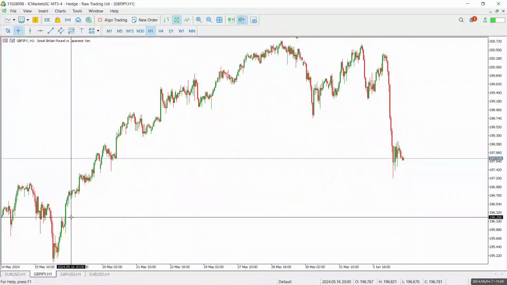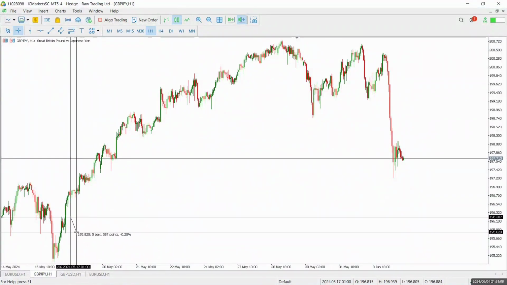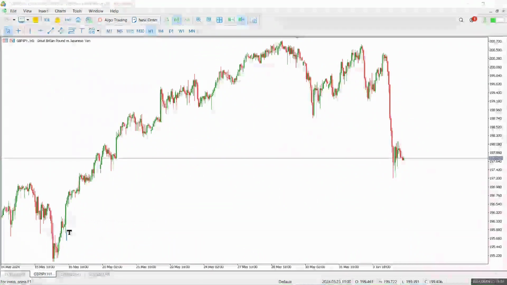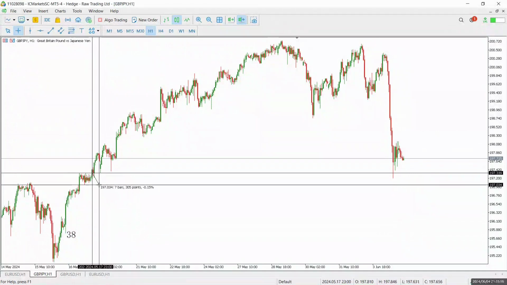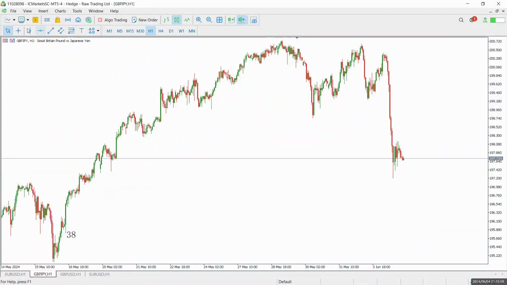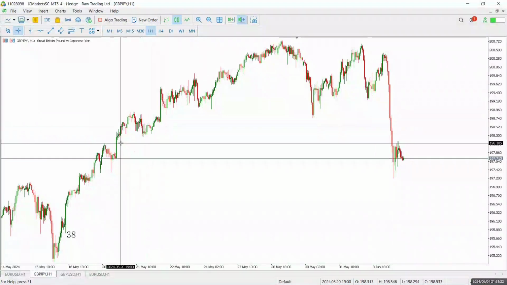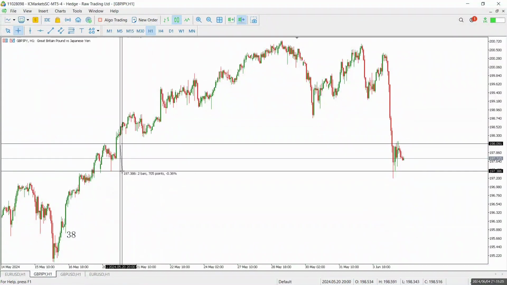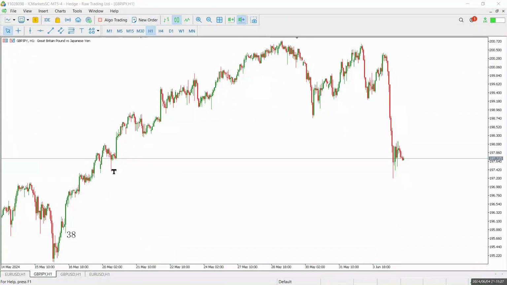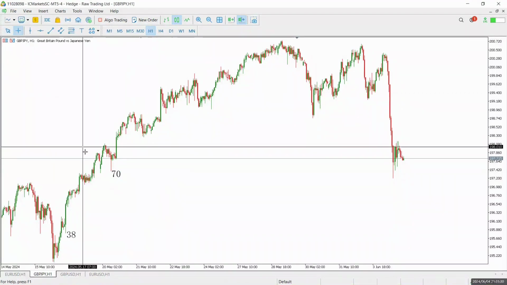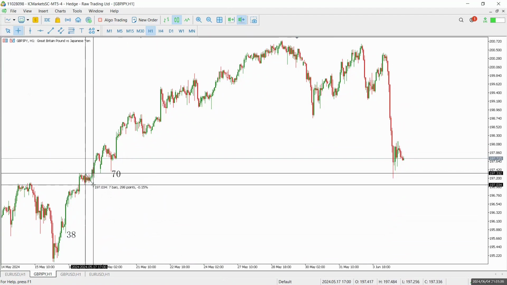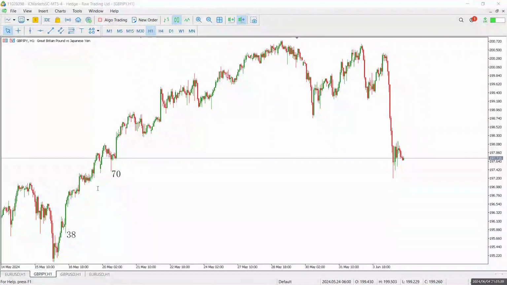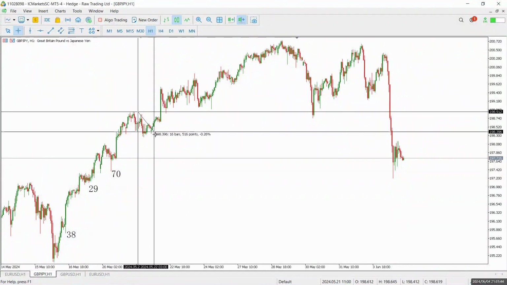All of these baby fractals right here, from the highest point to the lowest point here, this is what, 38 pips. Let's see the next one right here. This is a smaller one, 31 pips. We know that price established bigger fractals in front, so let's identify the bigger one. This is what, 70 pips. Or instead, let's just take it in bits, so I'll show you how we take some of these things out. This particular one right here is 29 pips.